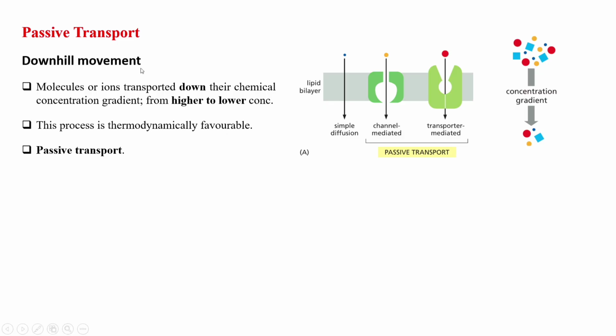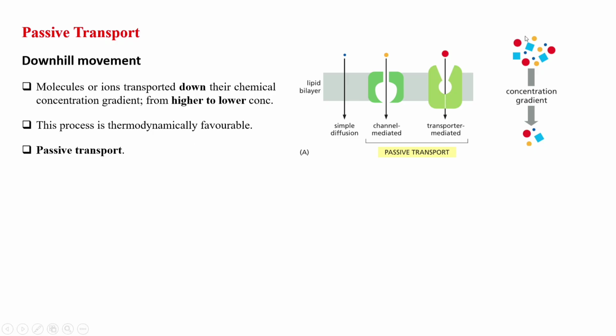One is downhill movement. Downhill movement can be understood as when someone comes down from a hill, it feels easy. So here molecules or ions are transported down their chemical concentration gradient, that means from higher to lower concentrations, and this process is thermodynamically favorable. That means there is no requirement of external energy, and that's why it's called passive transport.